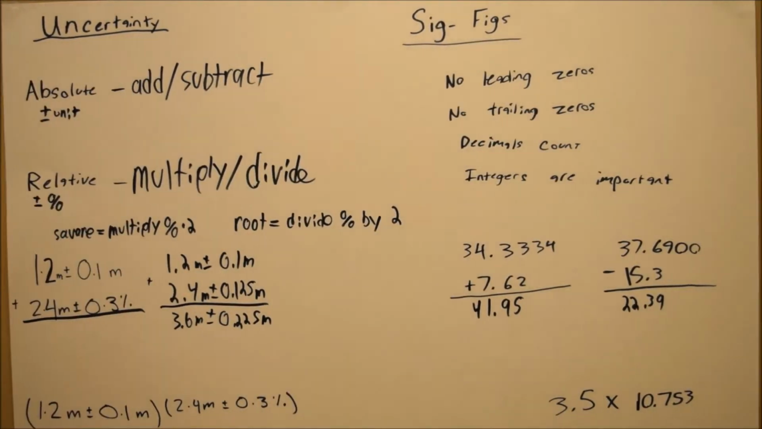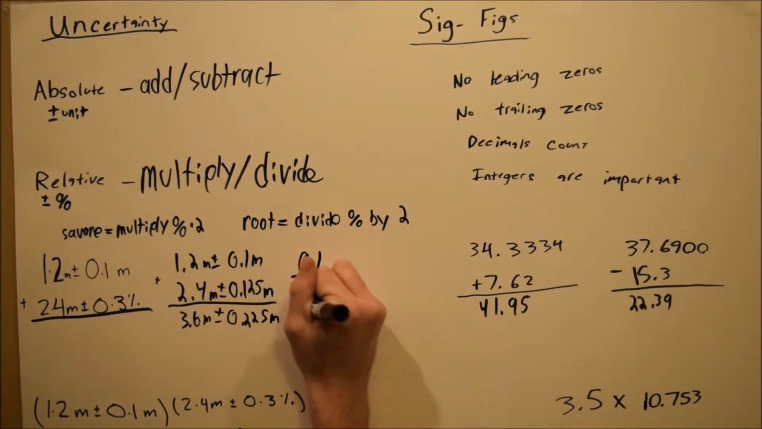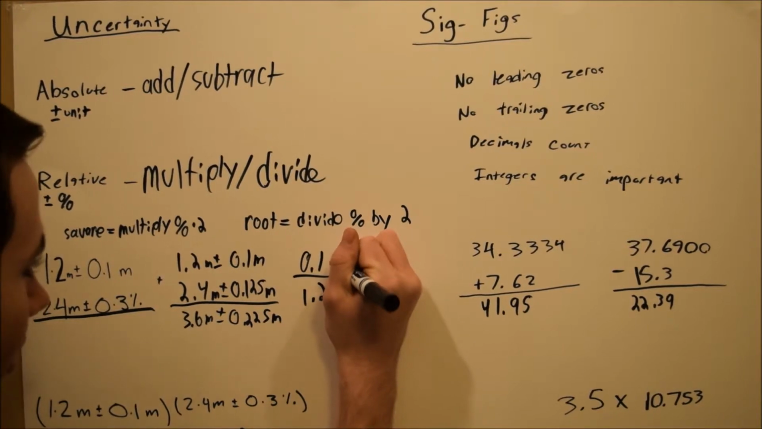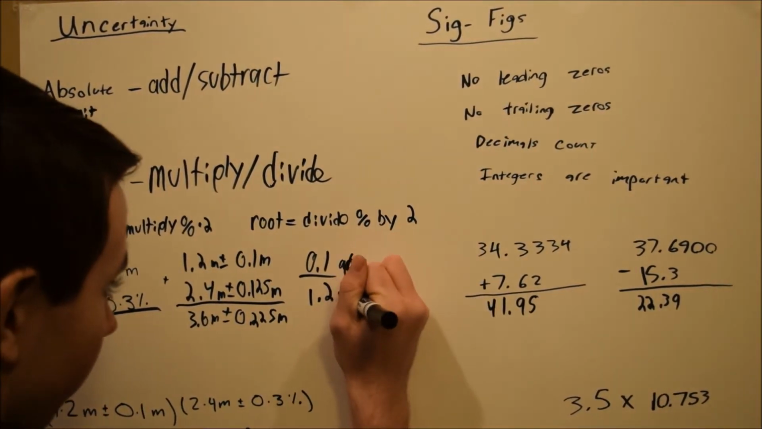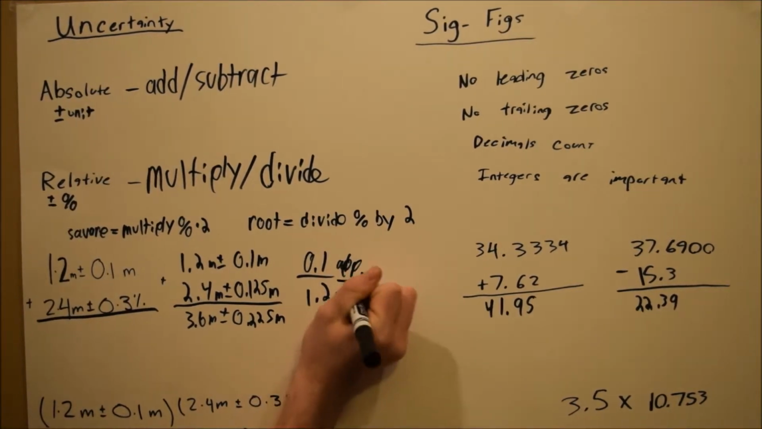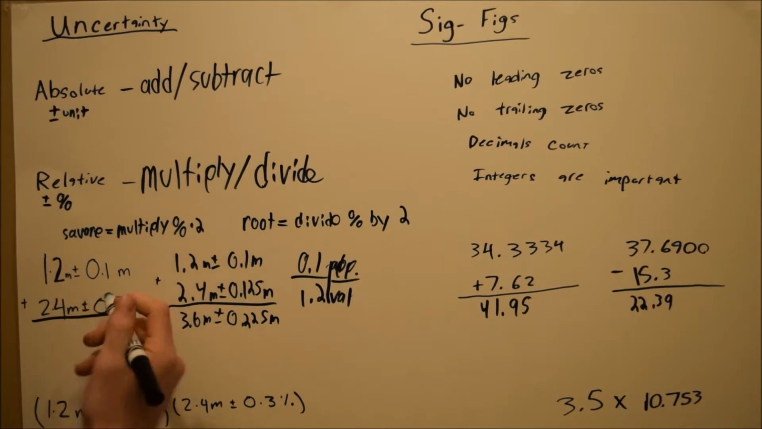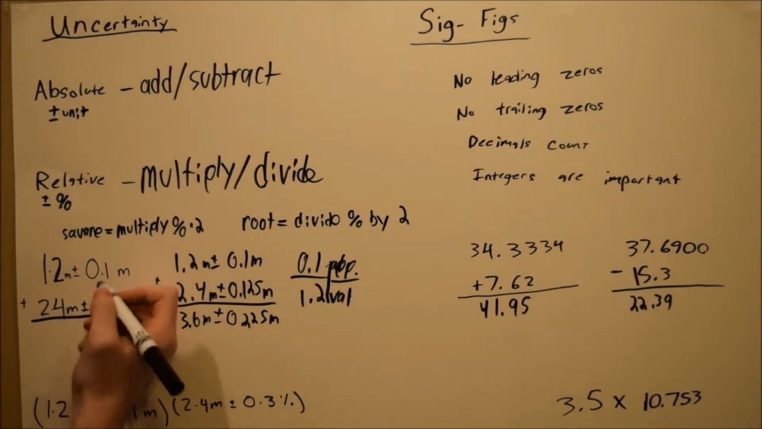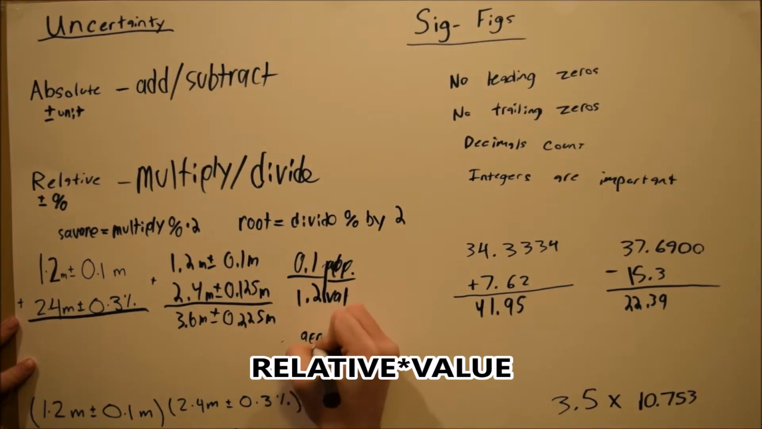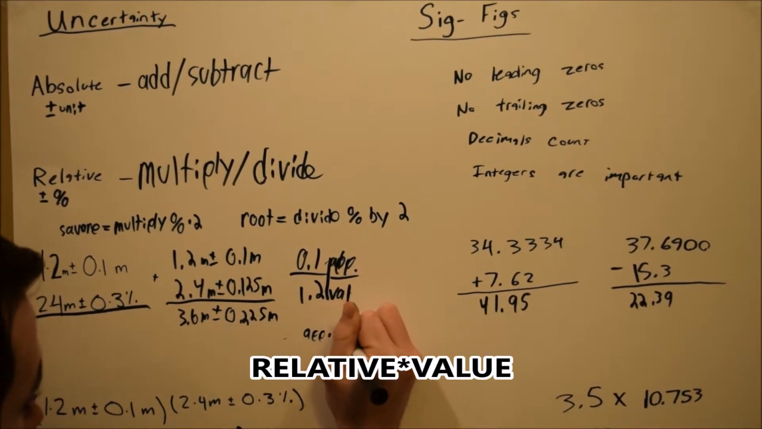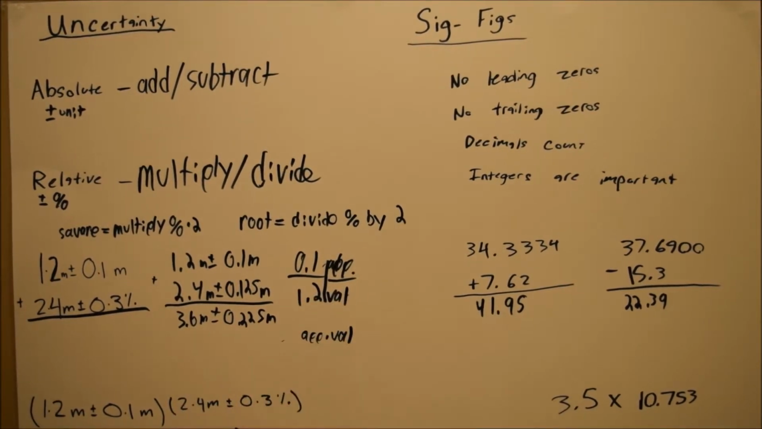Cool. So what you do is you take 0.1 divided by 1.2. You always take the absolute, let's just abbreviate it, and then the value. So you always take absolute divided by value, and that will always give you the percentage. To convert from percentage to absolute, you take the percentage and multiply it by the value. Notice these are inverses.